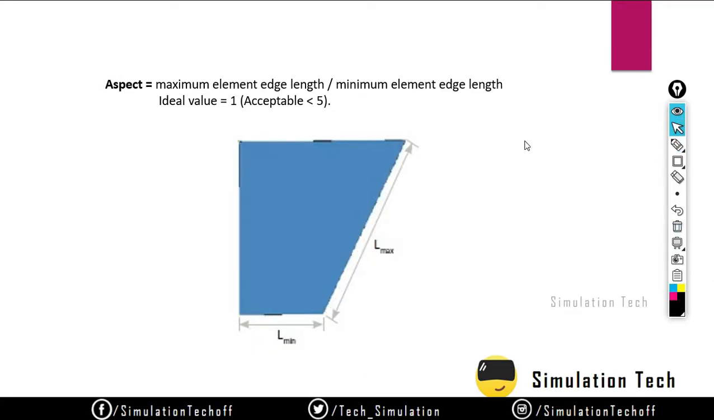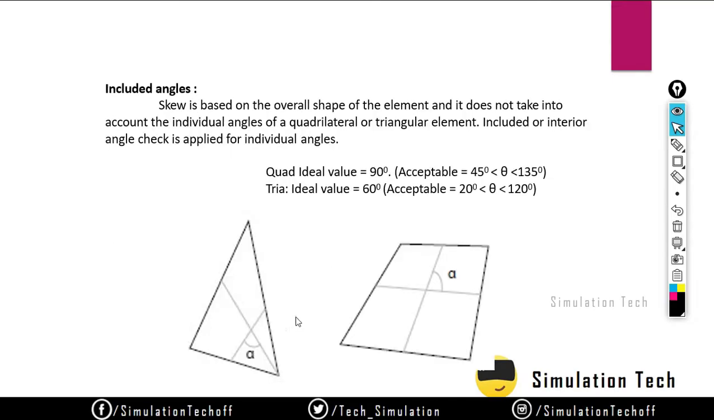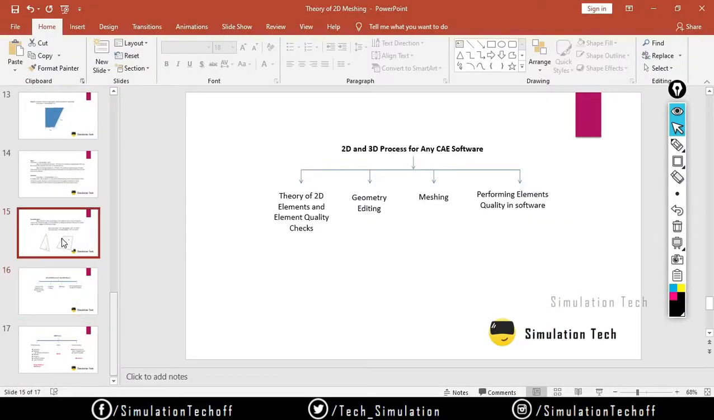Good. So I will move on to the next check, that is skew. Skew means there is a change in that. This is not the included angle. This is what skew is. Actually, this diagram is for skew.